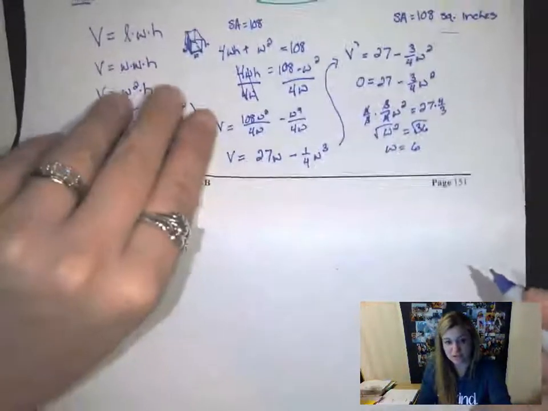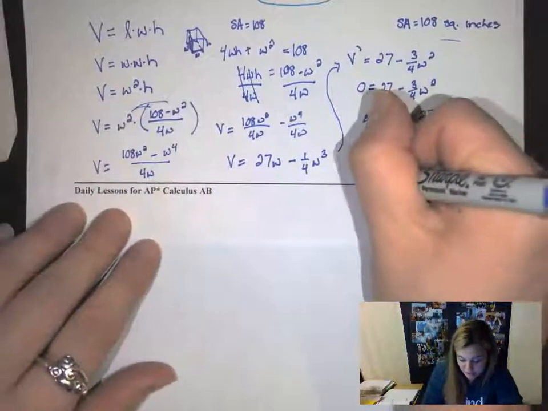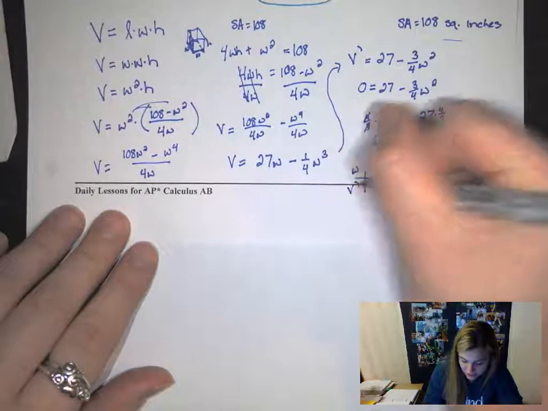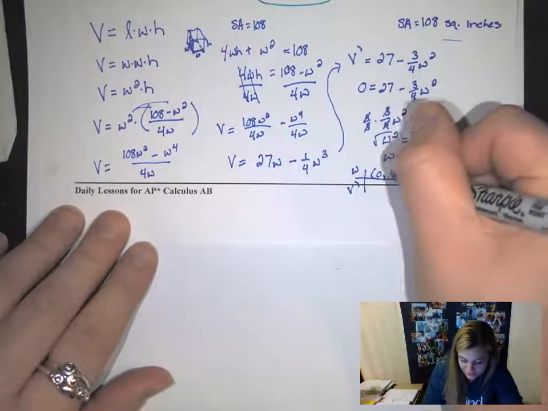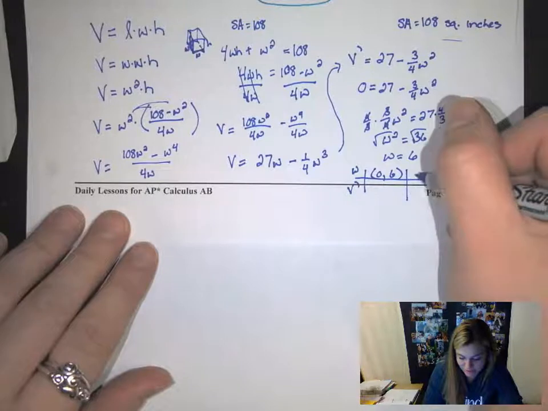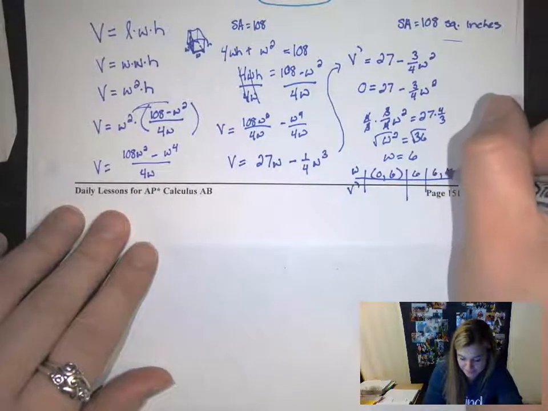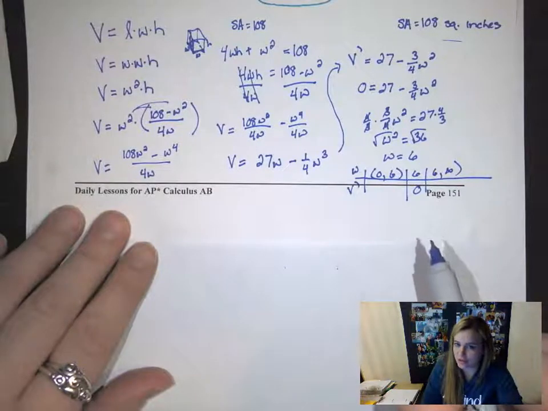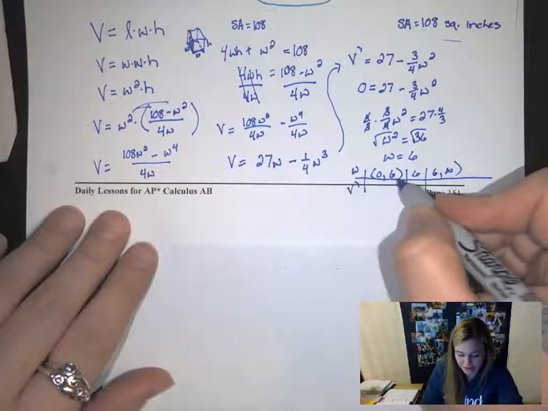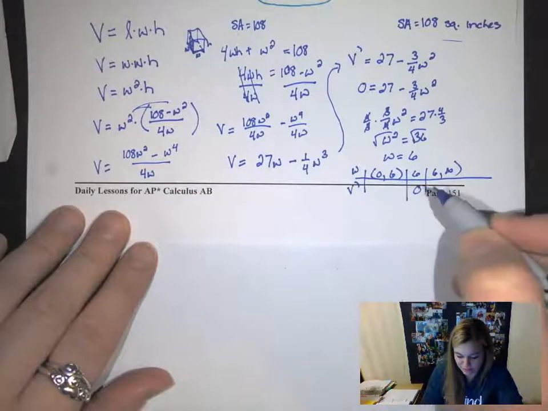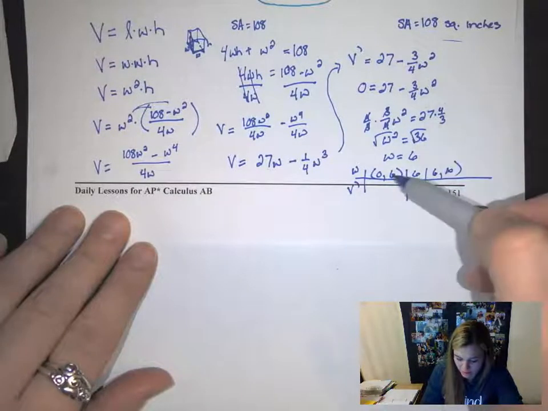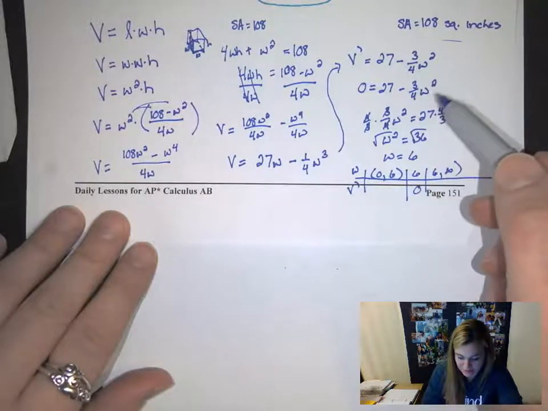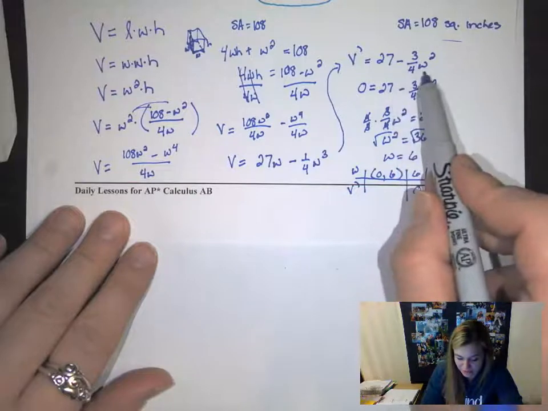If I make a chart to make sure that this is a maximum, I would say this is W, this is V prime, and I'm only going from 0 to 6, and then 6 to infinity, because I wouldn't want a width of a negative number. I only have one value here, so I'm really hoping this is a maximum, but let's just try. If I pick a value from 0 to 6, my favorite one, let's pick 3. Or actually, let's do 1. 3/4 times 1 squared would be 3/4. 27 minus 3/4 is still going to be positive.